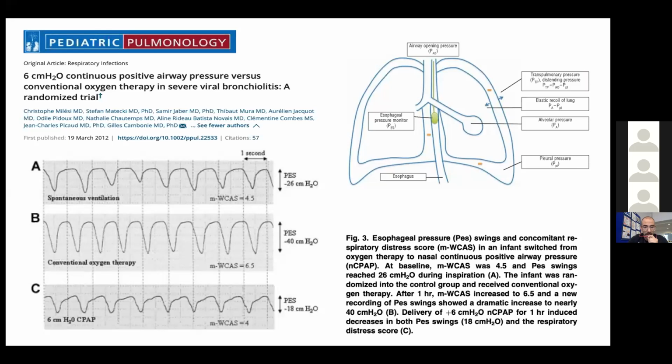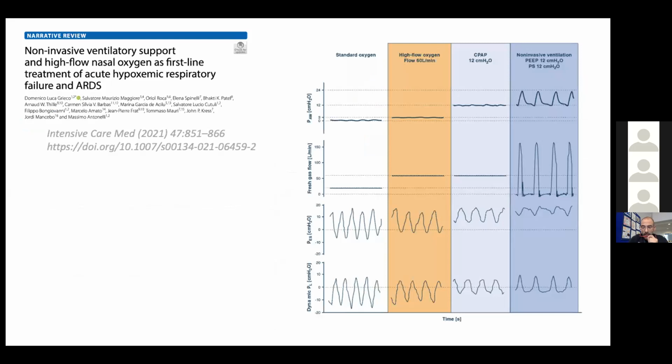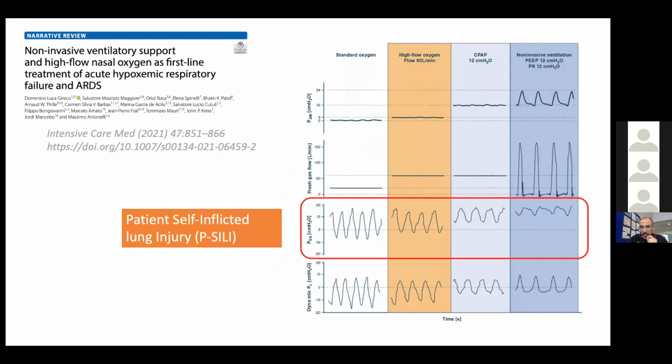Okay, and sometimes very sick children can have what we call self-inflicted lung injury, which is what is shown in this graph. It's the same. You will see 3 different graphs: on oxygen, on high flow nasal cannula, on CPAP, and on 2 levels of pressure. And you have lower levels of swinging when you are using CPAP or BiPAP. Okay, if you let the patient breathe on their own with no pressure to support their breathing, they can go into self-inflicted lung injury, and they will become worse from a clinical point of view.